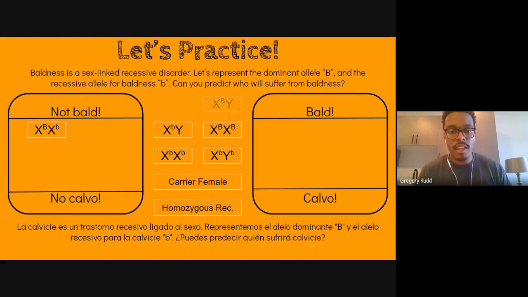They are not bald. Thank you, Fanique. They also have a dominant allele, so they're not going to be bald unless they choose to be. What about this next person here? Bald or not bald?